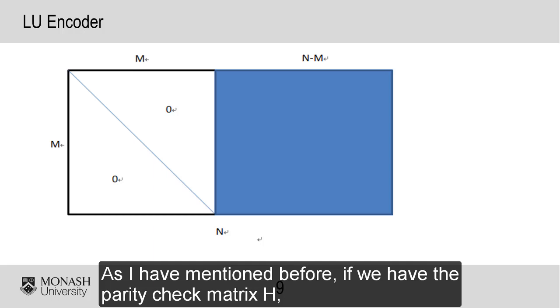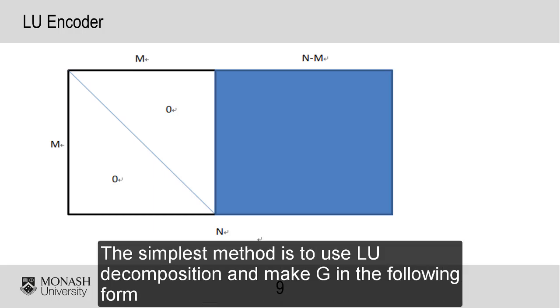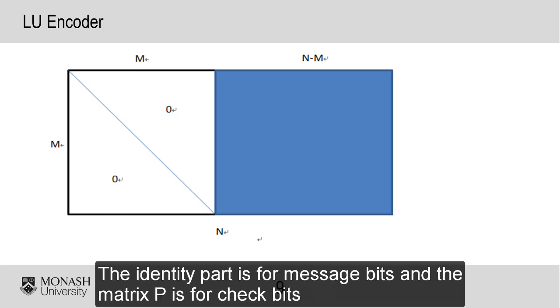As I have mentioned before, if we have the parity check matrix H, we need to get G for encoder based on H. The simplest method is to use LU decomposition and make G in the following form. The identity part is for message bits, and the matrix P is for check bits.